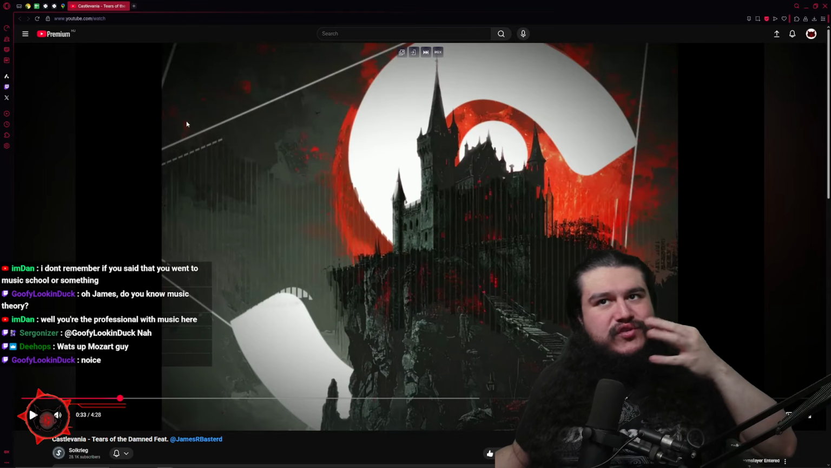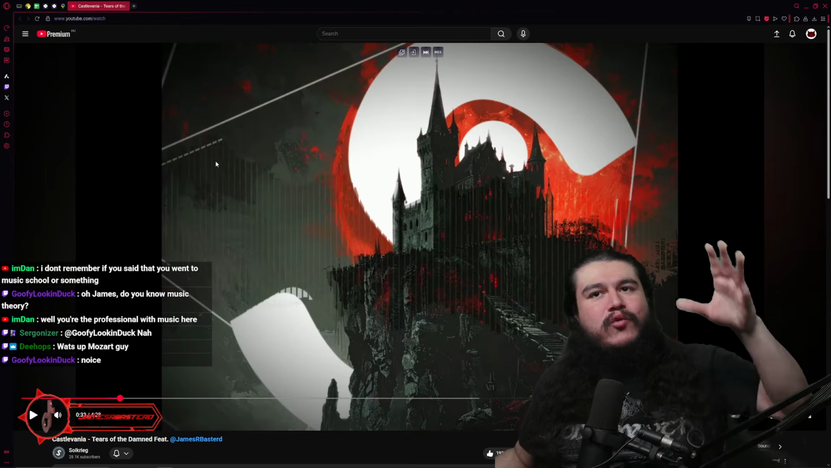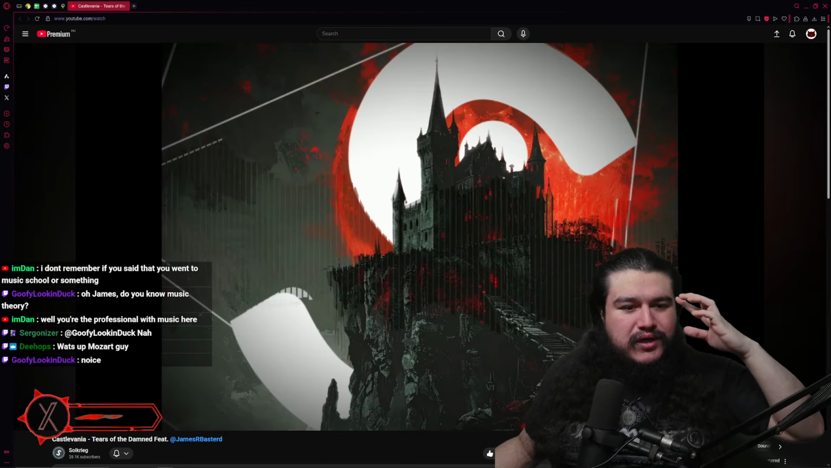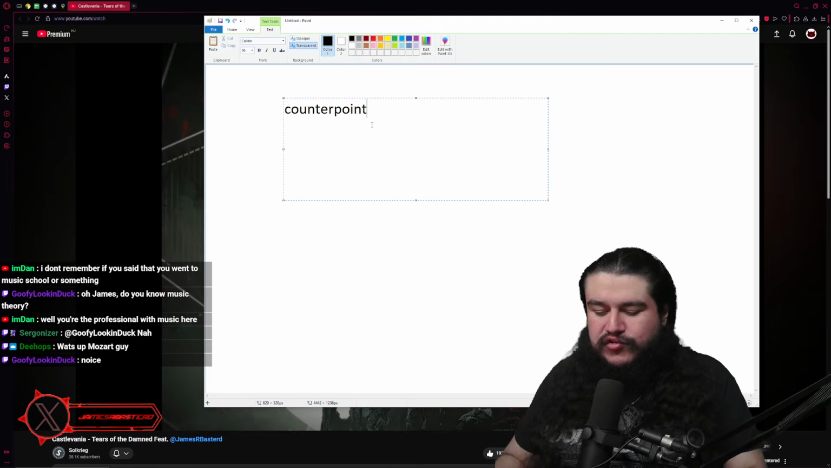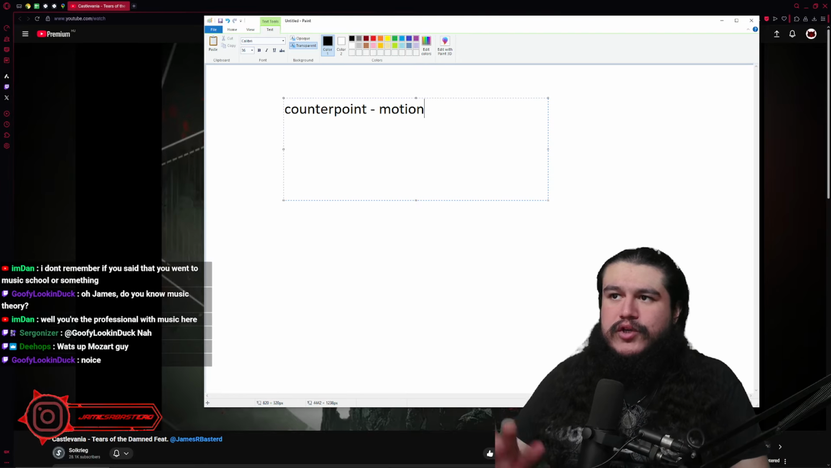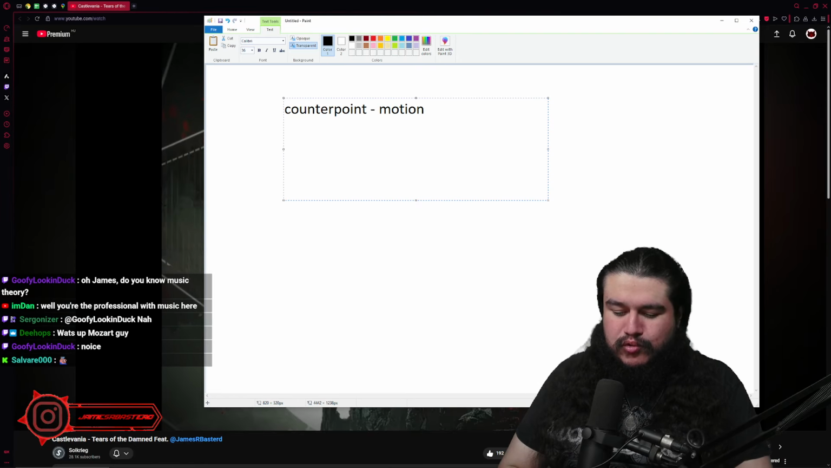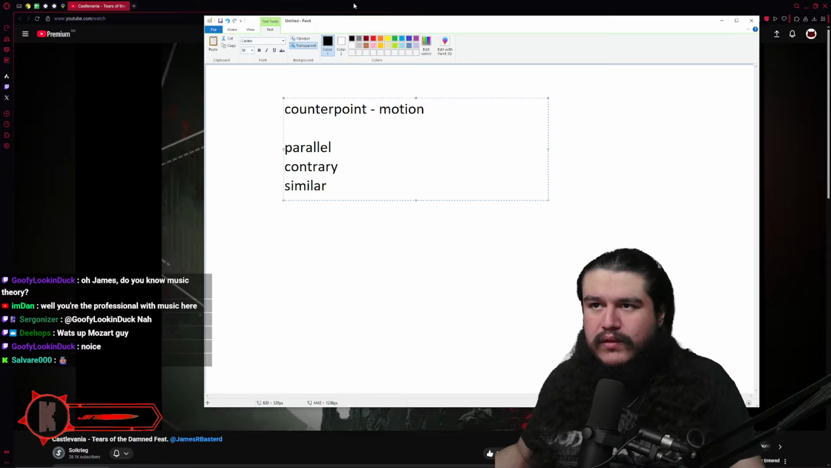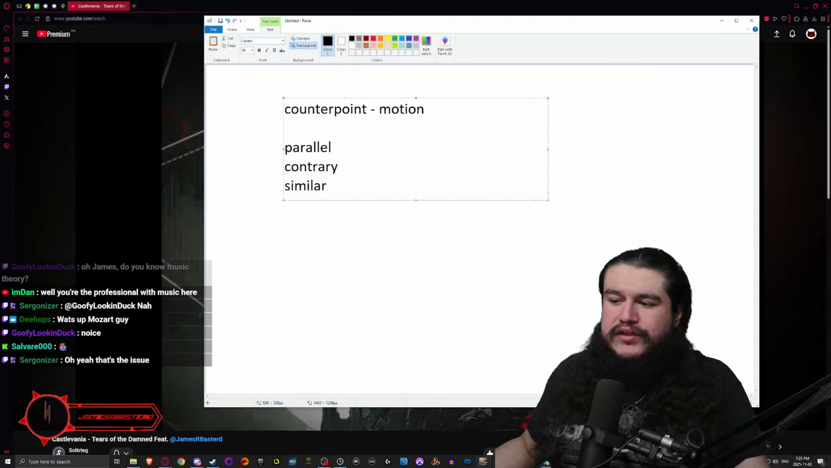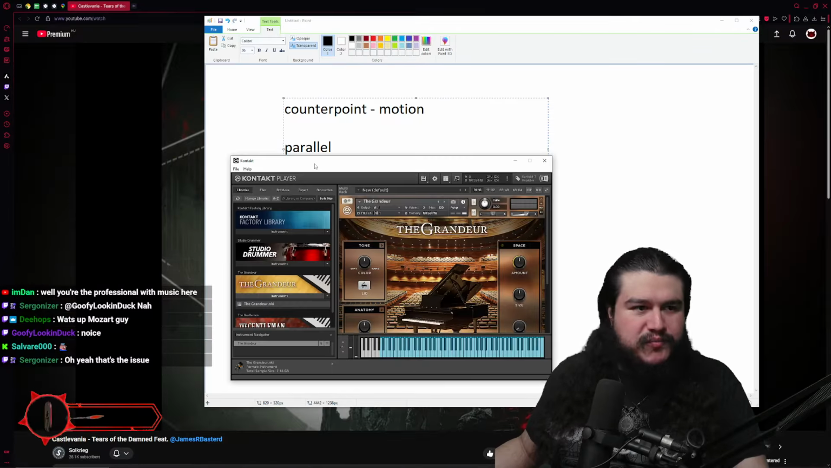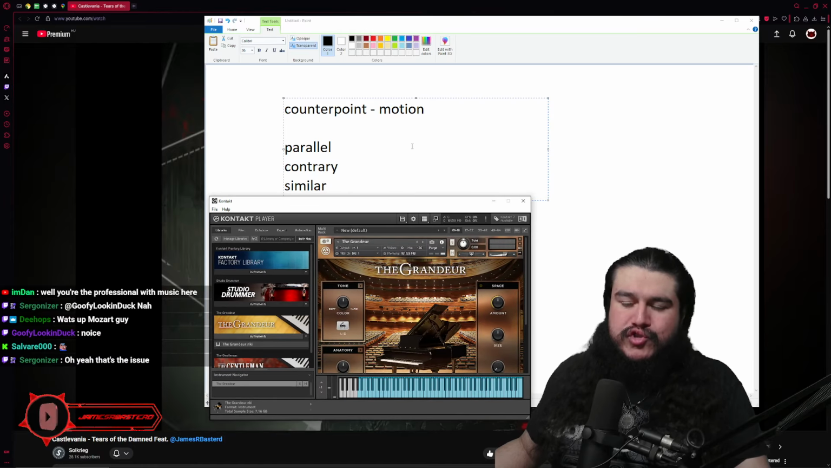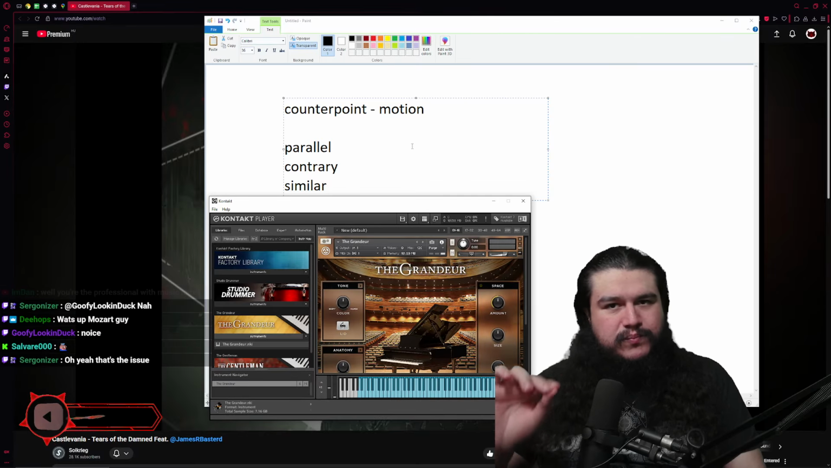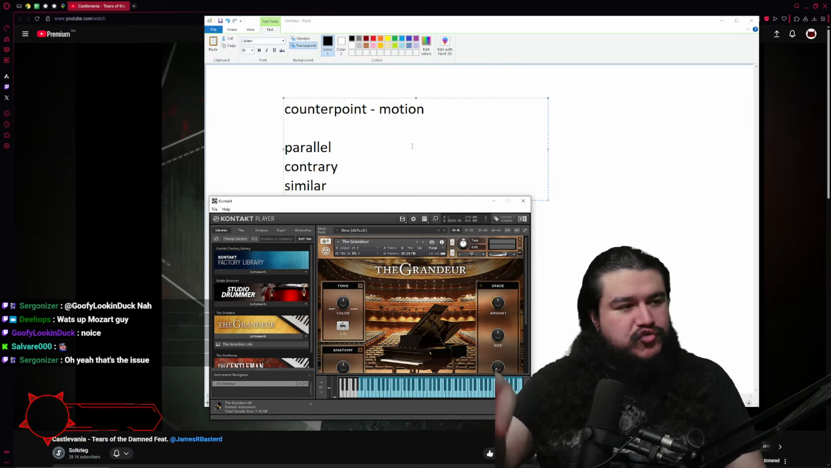So yes, we're having this going on. We're having the motif, and now we're having this motif playing with counterpoint from the other one. Counterpoint, of course, is usually measured in motion. We have three main kinds of motion: parallel, contrary, and similar. These are all in the context of two melodies playing at the same time. Parallel motion is when you have two melodies playing the exact same shape, just from different points.